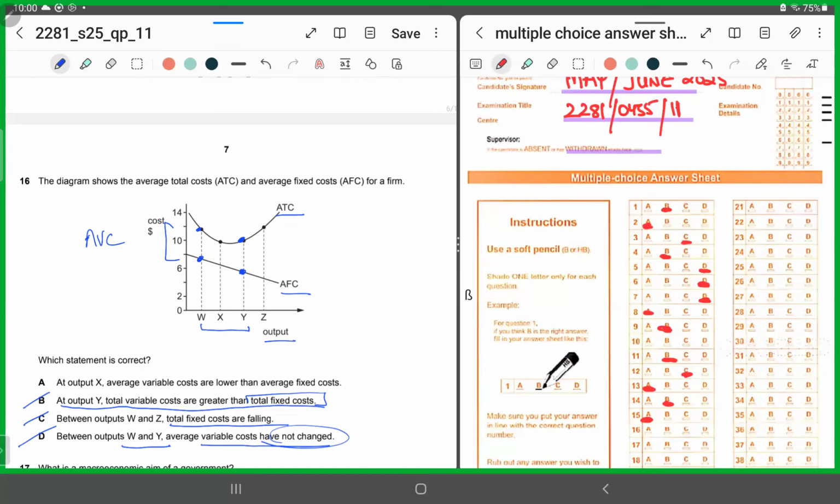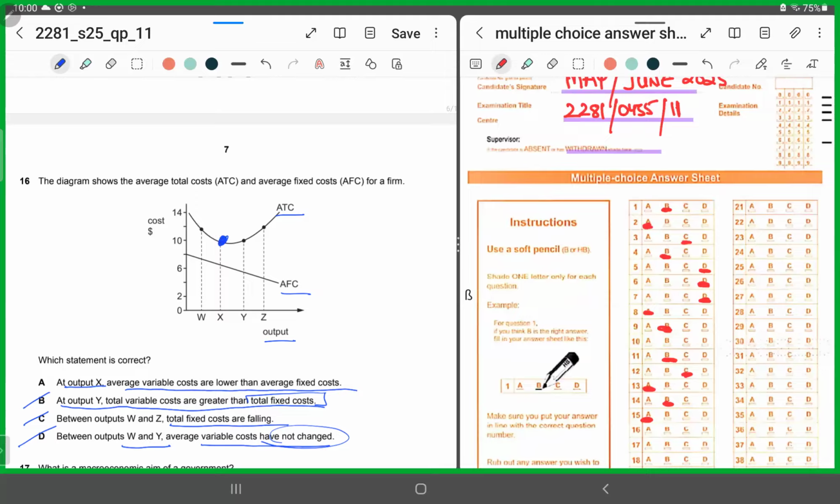Now let's look at the logic for A. A says at output X, average variable costs are lower than average fixed cost. Now let's look at output X. This is X.